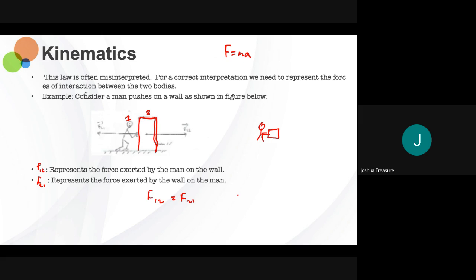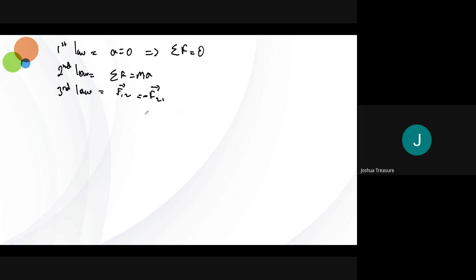Yes. So this is F21, which is the force that the wall exerts on the man, and F12 is the force that the man exerts on the wall. So this is a summary of Newton's three laws, right?